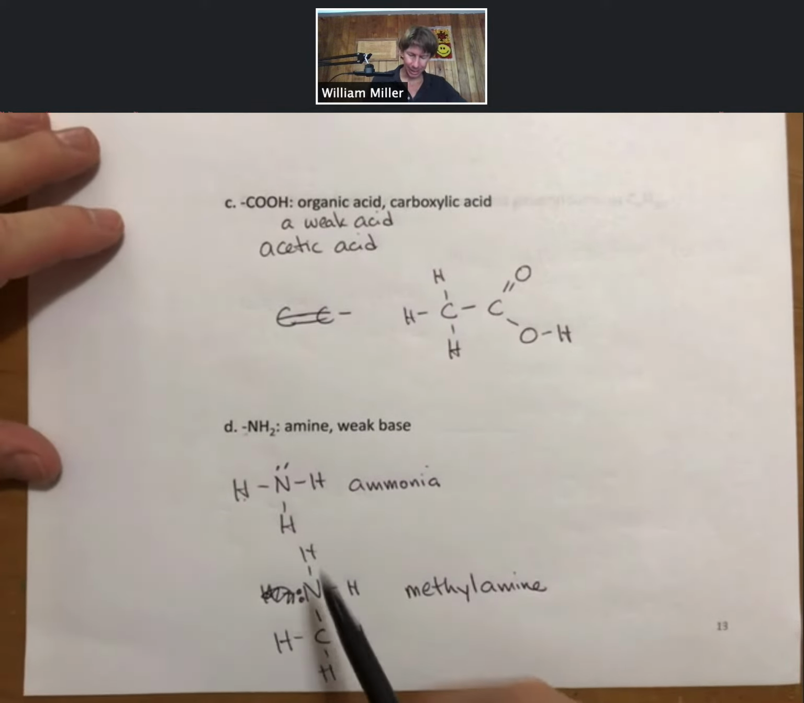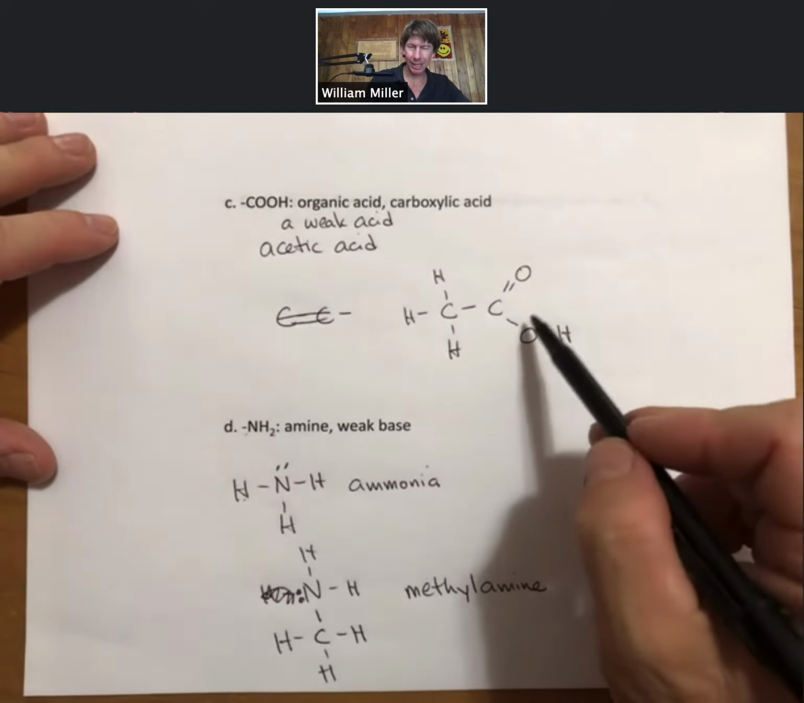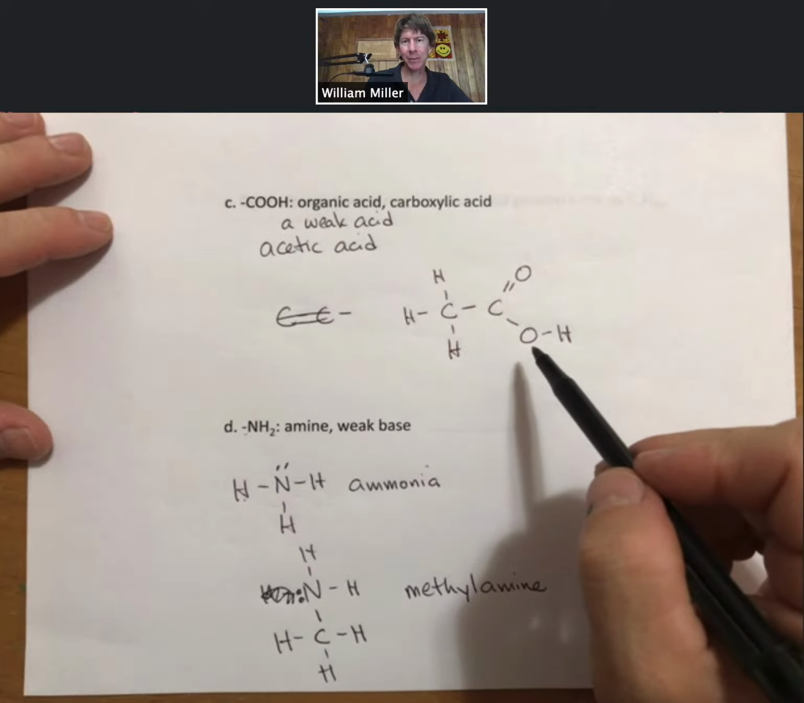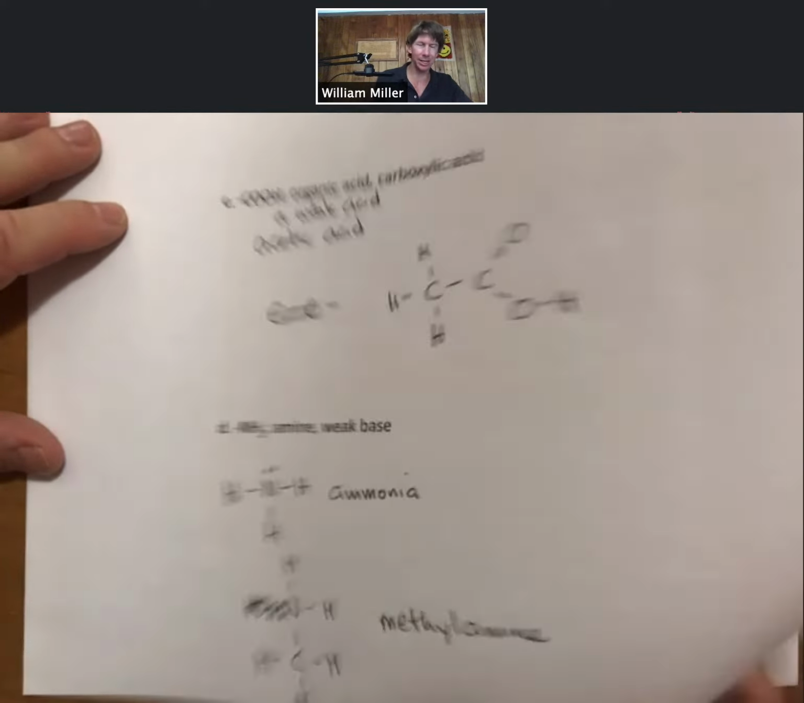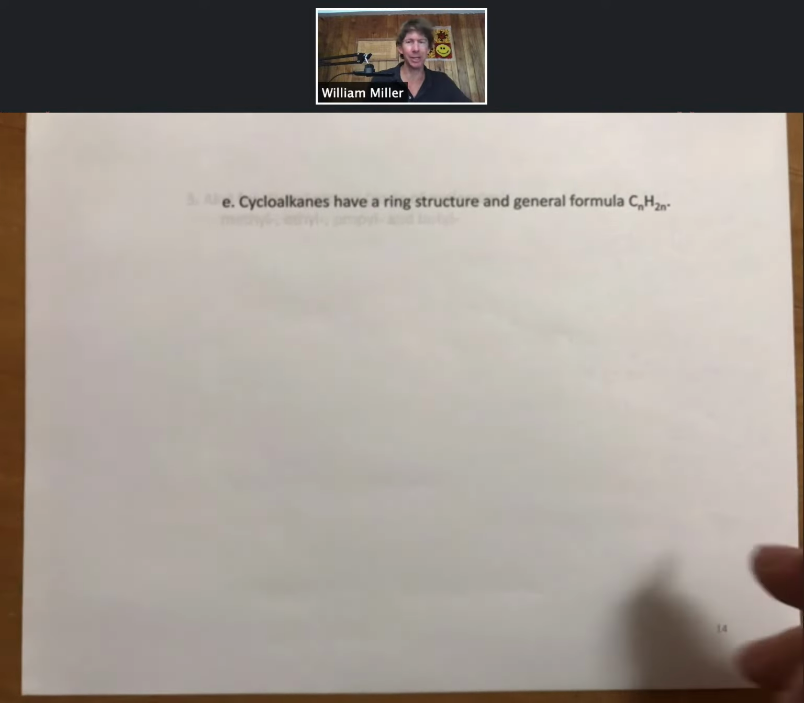And when you have an amine group and an acid group in the same compound, that's when you get an amino acid. We'll talk more about those later in the course, and you'll definitely talk about them in biology.